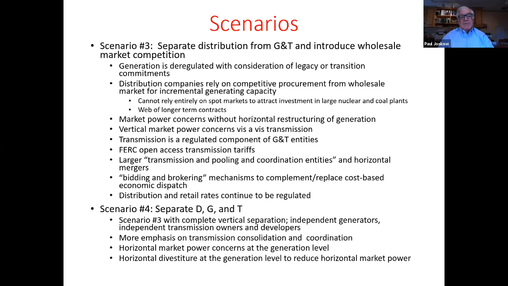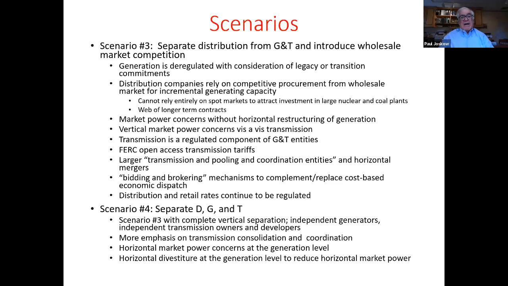We spent a lot of time analyzing potential market power concerns if there wasn't also restructuring of generation, that is, divestiture. We looked at concerns about vertical market power, and we assumed that both the transmission rates and access would be regulated by FERC, and we envisioned open access tariffs of some type. We also saw this evolving into an endogenous restructuring where generators, buyers, sellers, and transmission entities saw opportunities to economize by merging.